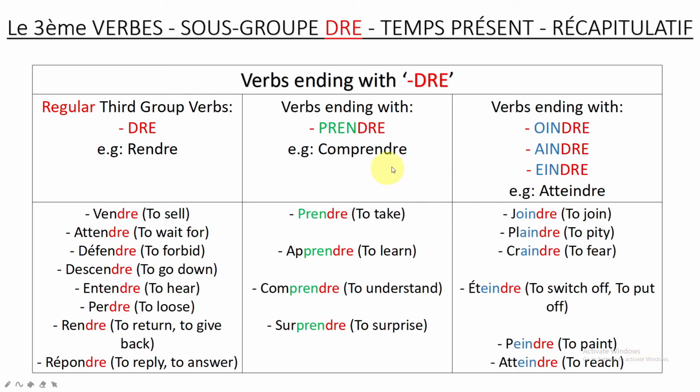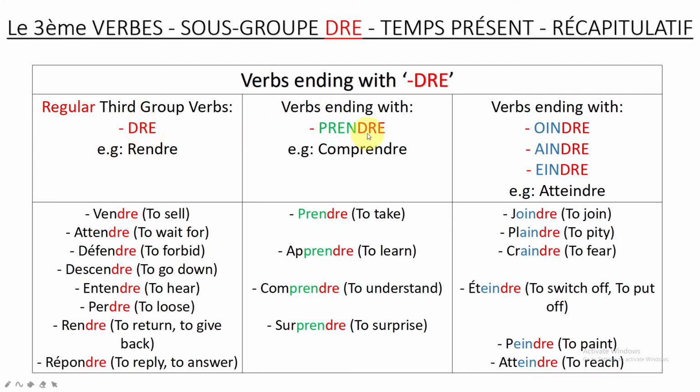Okay. So we say that the third group verb can be divided into subgroups. In this part, we are going to talk about the verbs ending with DRE. As soon as a verb ends with DRE, it can belong to one of these three subgroups. The first one is nothing but the regular third group verb. Here we have an example: rendre. Any verb ending with just DRE, you can put it in this group.